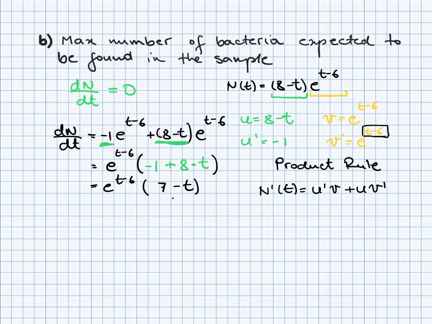Again, when is this derivative equal to 0? dn/dt is equal to 0 only when 7 take away t is equal to 0. As we know, this part is always positive, always bigger than 0, so we don't have to worry about that. Therefore, the maximum will be achieved when t is equal to 7. So that is in 7 hours. You can use a sign diagram as well to find this, but we're just going to leave it here.